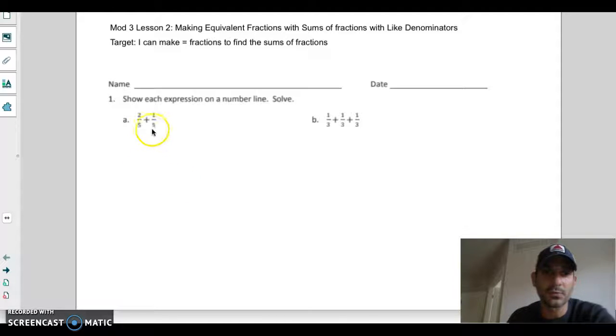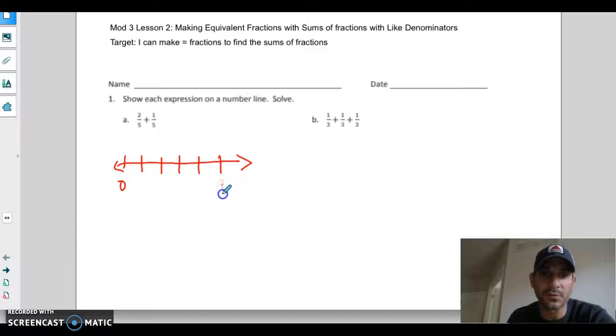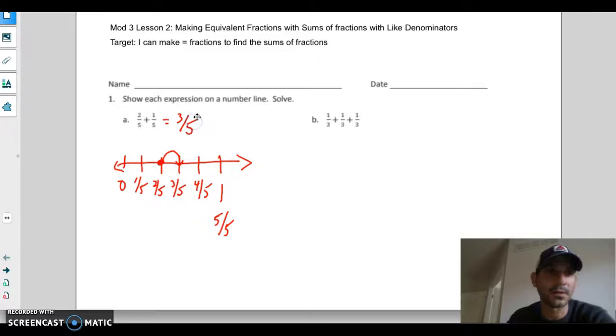Okay. So on this first one, it says show each expression on a number line and then solve. So I'm going to make a number line. And this is 0, and this is going to be fifths. So it's going to be 1/5, 2/5, 3/5, 4/5, 5/5, which is 1. So you could do 1/5, 2/5, 3/5, 4/5, and 5/5, which is equal to 1 whole. So if I start at 2/5 and I go to add 1/5, that equals 3/5. That's it, okay?